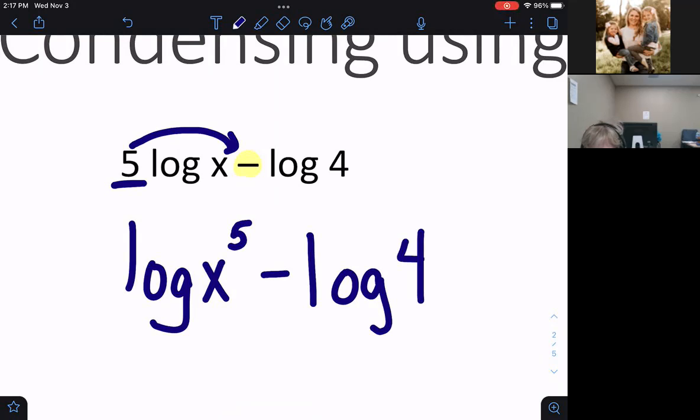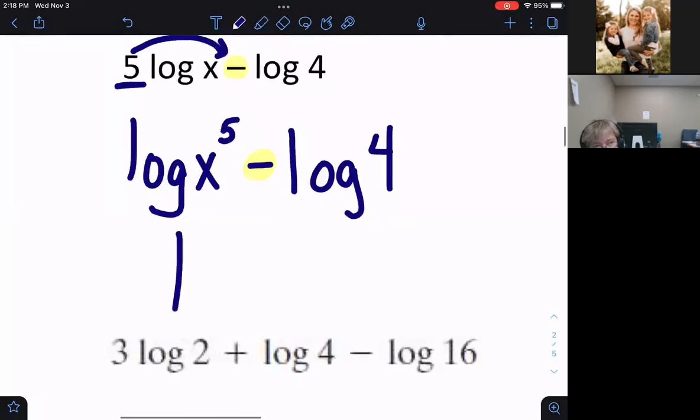We're going to use that power property to move that 5 from in front of the logarithm up into the position of an exponent, just with that logarithm that it's attached to. So we didn't do anything with the minus log 4 yet. Now I'm down to 2 logarithms with a minus sign in the middle. The minus sign leads me to the quotient property.